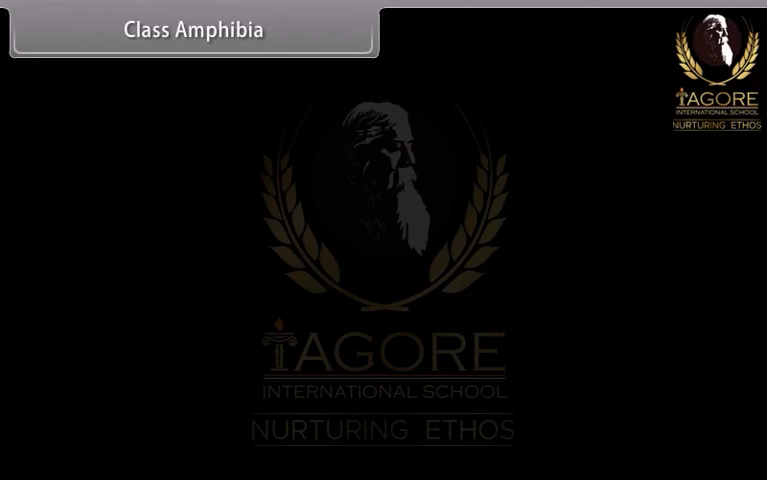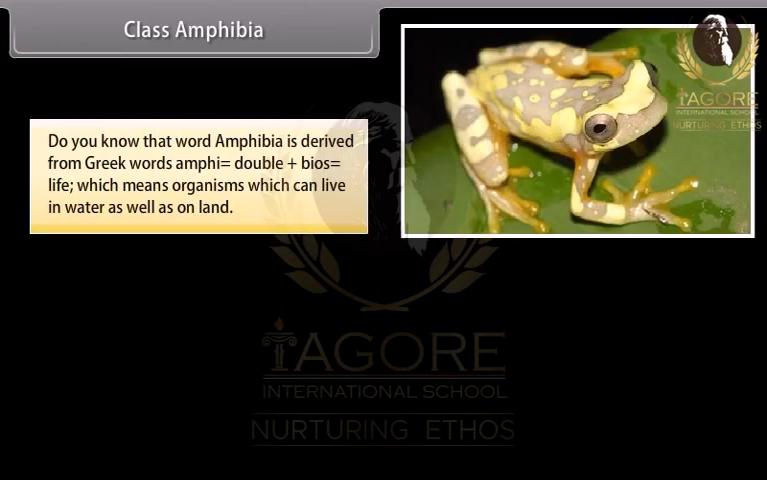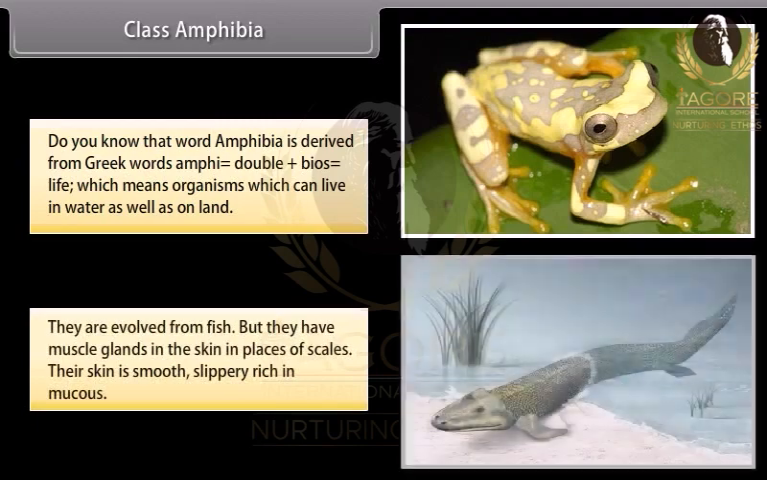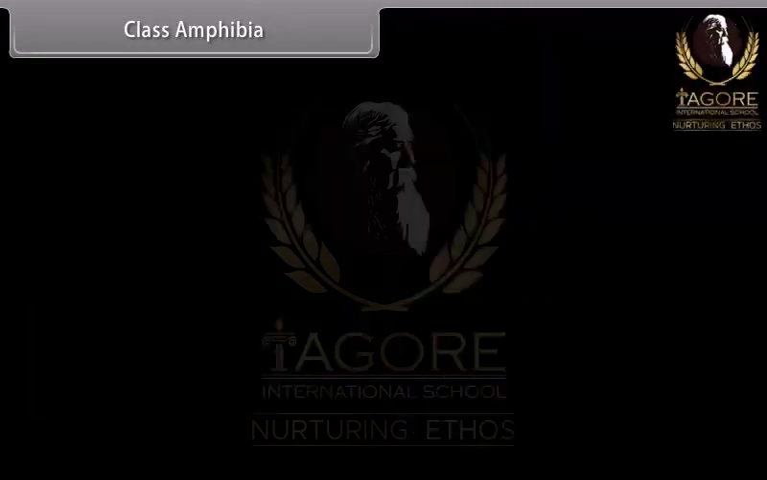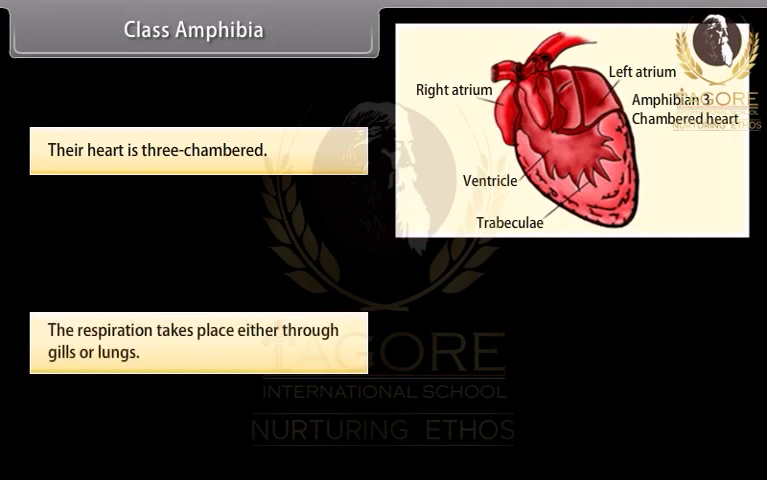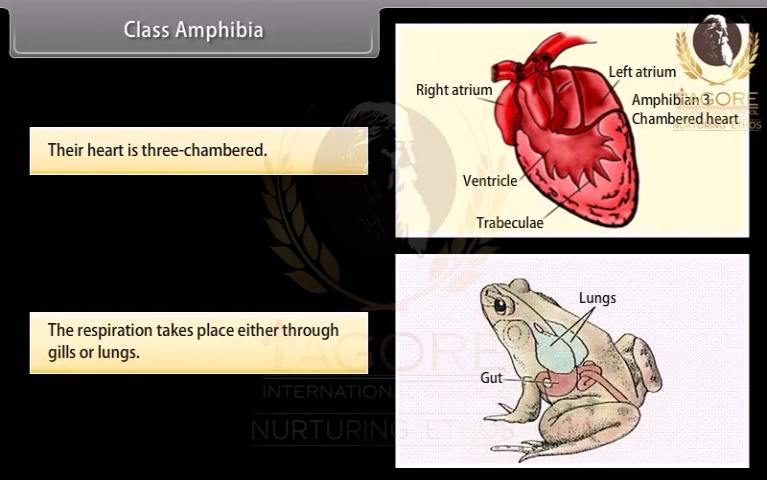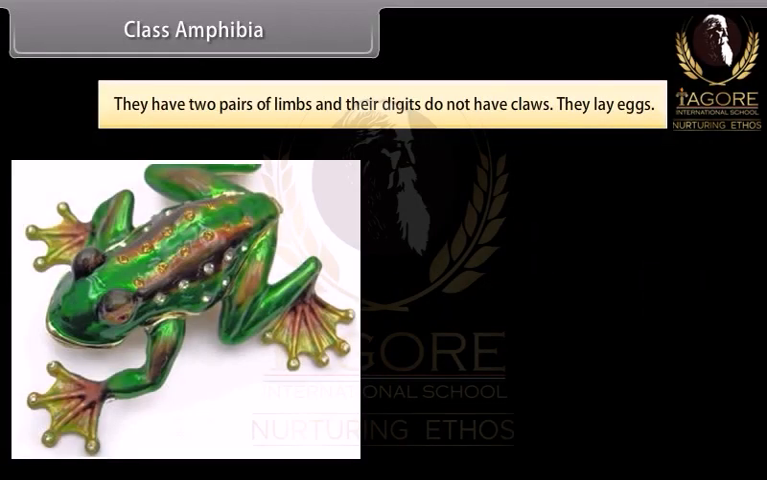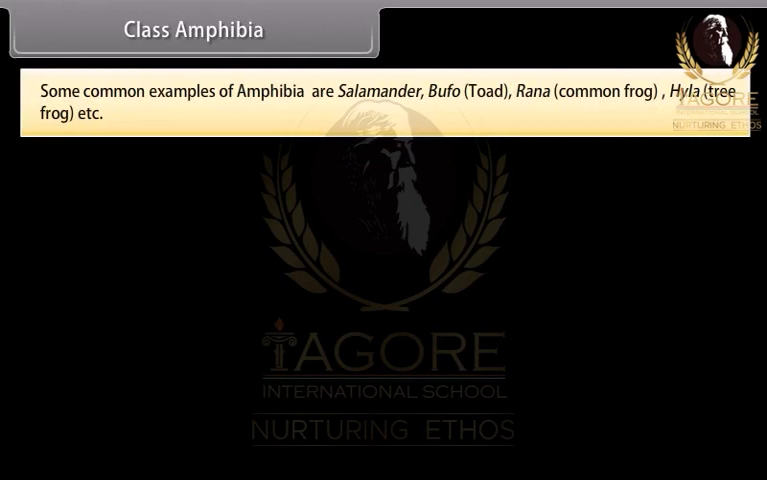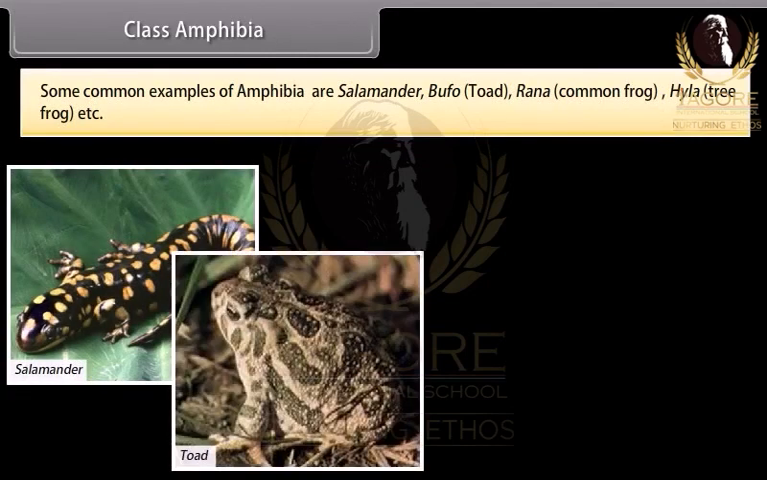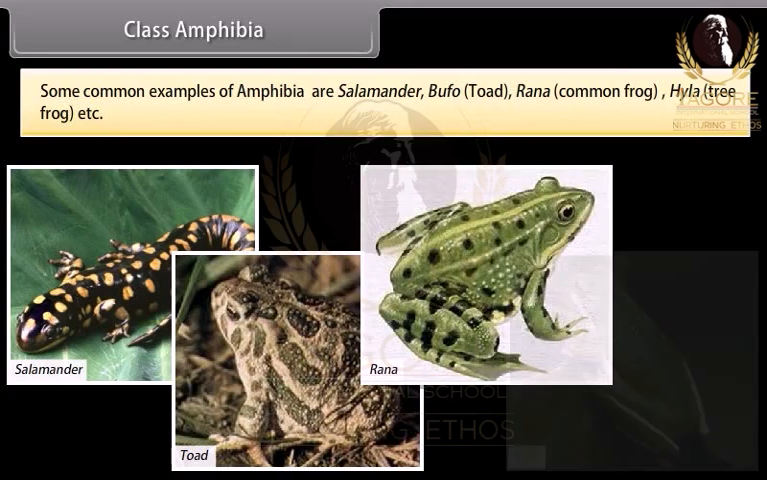Class Amphibia. Do you know that the word amphibia is derived from Greek words amphi, which is double, plus bios, which is life, which means organisms which can live in water as well as on land. They evolved from fish, but they have mucus glands in the skin in place of scales. Their skin is smooth, slippery, rich in mucus. Their heart is three-chambered. Respiration takes place either through gills or lungs. They have two pairs of limbs, and their digits do not have claws. They lay eggs. Some common examples of Amphibia are salamander, Bufo, toad, Rana, common frog, Hyla, tree frog, etc.